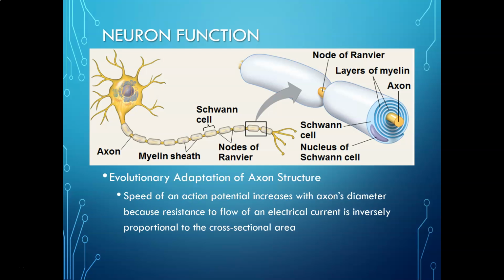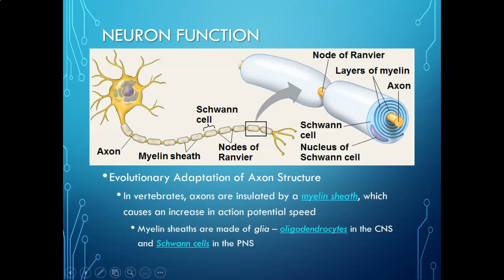So in order to speed up those action potentials, certain vertebrates have axons in their body that are insulated by these myelin sheaths, and those myelin sheaths are going to increase the diameter and as a result increase the action potential's speed. So where do they come from? Well, they're made from those glial cells we mentioned, specifically oligodendrocytes in your central nervous system. And if we're talking about axons that have these myelin sheaths in your peripheral nervous system, then they come from those Schwann cells.